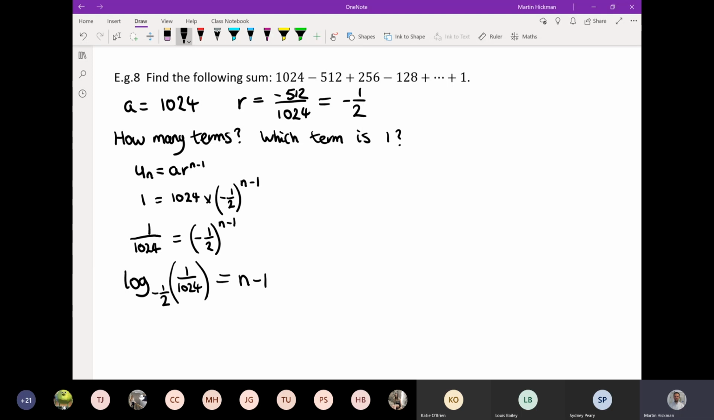So work that out. You might even know that 2 to the power of 10, especially maybe if you do computer science, is 1024. So this simply will just be 10, but then we need to add the 1, and then we get n equals 11. So now what we can do is actually find the sum.